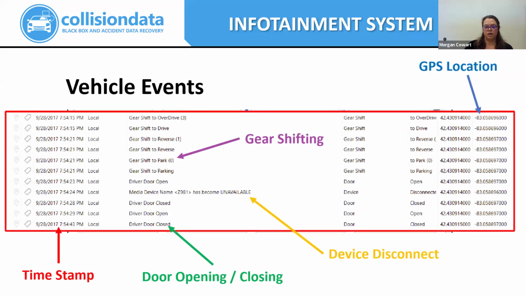And so this chart is an example of the information pulled from an infotainment device. So you can see that you have the time and the date, as well as the time zone, the activity that was happening at that time. So whether they were shifting gears, connecting or disconnecting a device, opening or closing a door, as well as the exact GPS location coordinates of that event.